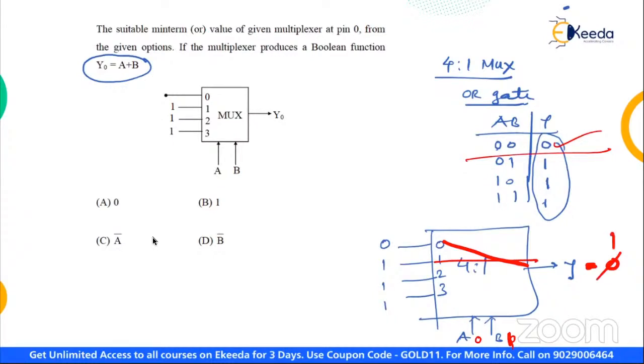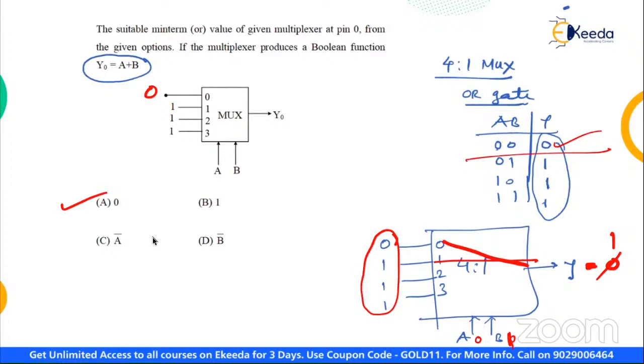Moral of the story, to implement OR gate by using 4:1 multiplexer, 0111 must be applied. So this is by default 0. So option A is the correct option. This is a very easy one. This was a very easy problem, let me tell you guys.